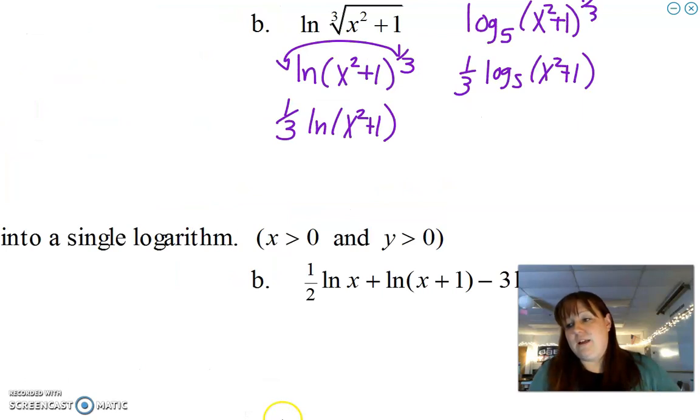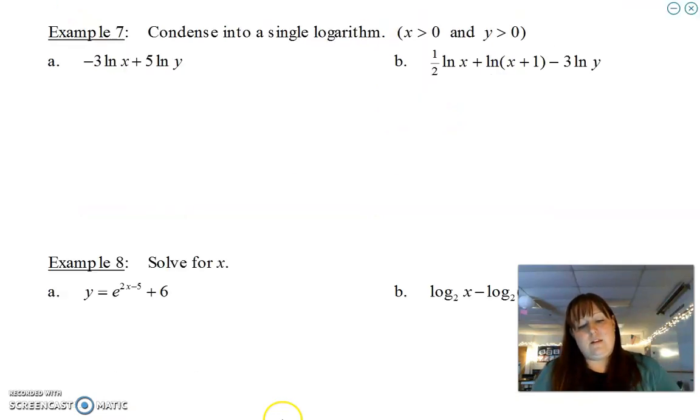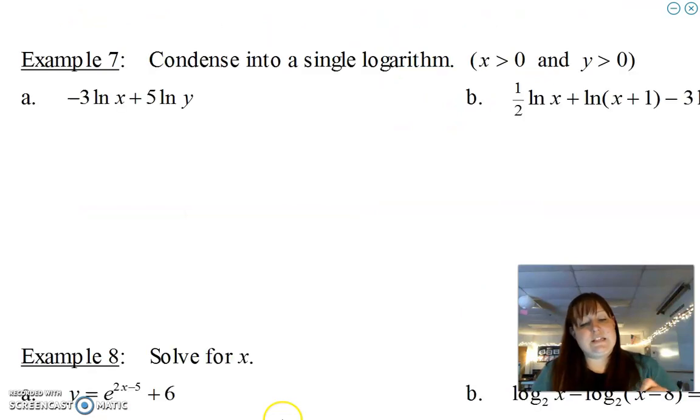Let me see where we're at now. Oh yeah, so then we're going to condense these into a single log. The very first thing I see is this -3 out front, which tells me that can go up into an exponent, and the 5 can go up too. We can undo what we just did a minute ago, so I can make this an exponent, and I can bring the 5 and make it an exponent.